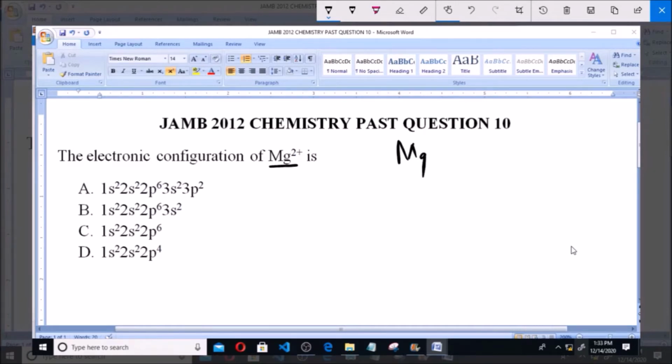The magnesium atom is Mg, and magnesium has an atomic number of 12. So therefore, it simply means that this magnesium ion, which is Mg2+, that is, it has lost 2 electrons, will now have 10 electrons, because the number of protons, which is the atomic number, is equivalent to the number of electrons. So an atom will have 12 electrons, but the magnesium ion, which has lost 2 electrons, will definitely have 10 electrons left.